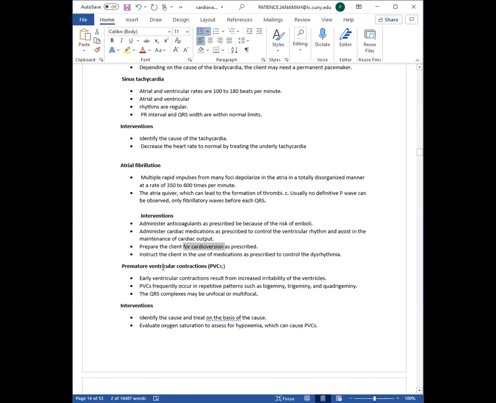Now we have premature ventricular contractions. We have a person who is suffering from atrial fibrillation, are they at risk of pulmonary embolism? Yes, they are at risk for embolism.